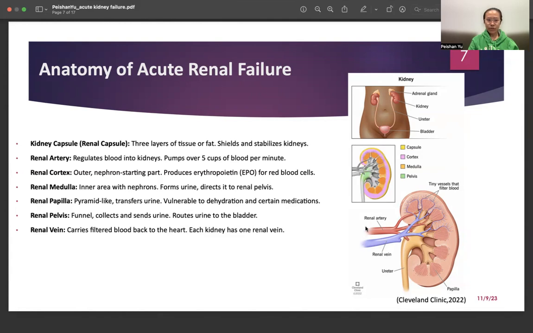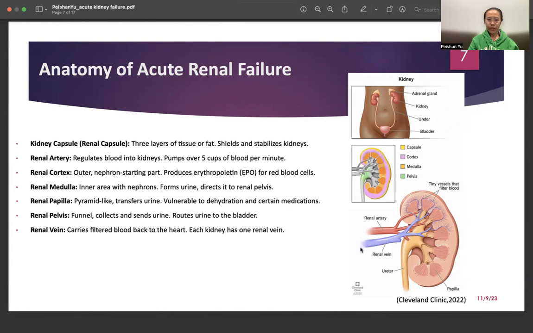And the renal artery regulates blood into the kidneys, pumping over 5 cups of blood per minute. And the purple part is the kidney cortex. The outer nephron starting part produces erythropoietin for red blood cells. And the gaps, those are called the medullary inner area, with nephrons, directing urine to the renal pelvis. And the renal papillae, pyramid-like, transfer urine and are vulnerable to dehydration and certain medications. And the gray part, the pelvis, funnel-shaped, collects and sends urine.